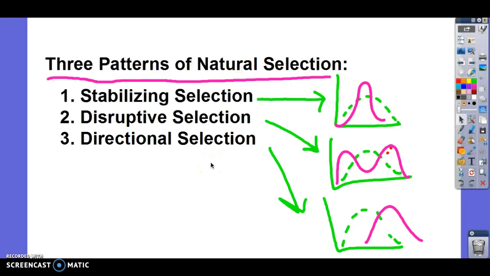So if we look at these 3 choices, which one do you think it would be? So it's going to be disruptive selection. Okay, why is it disruptive selection? It's going to be disruptive selection because we have only small beaks and large beaks and no medium beaks. So in that blank, that second blank, you need to write disruptive selection.